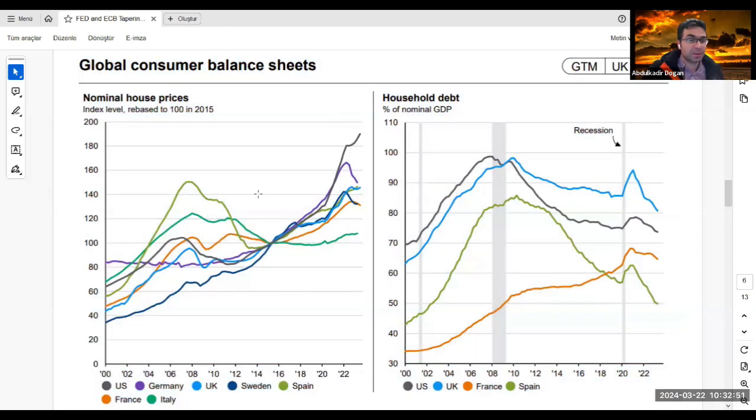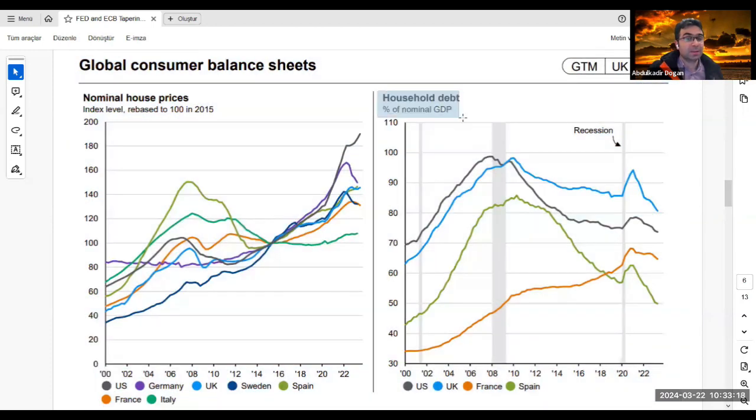On the left-hand side, you see the nominal house prices. Please look at it here. Until here, the house price between 2008 and 2014 was stable, even decreasing. But especially after COVID started, the house price is rising because of the cheaper money in the market, the quantitative easing period. And the increase in house prices will trigger inflation as well.